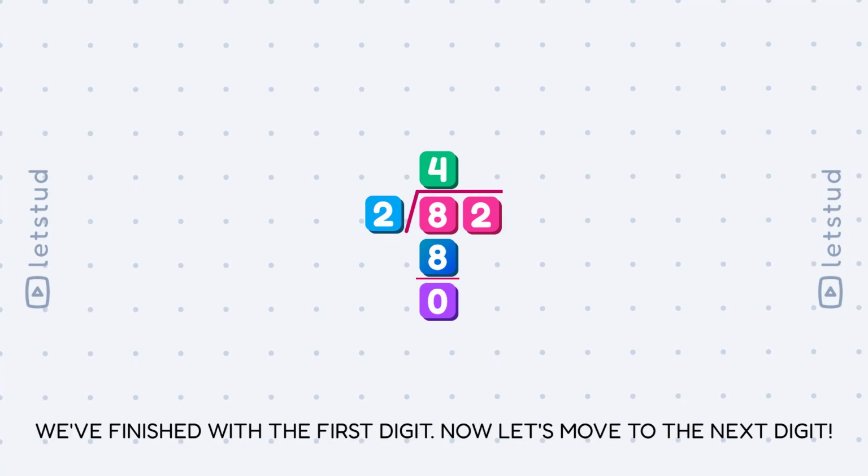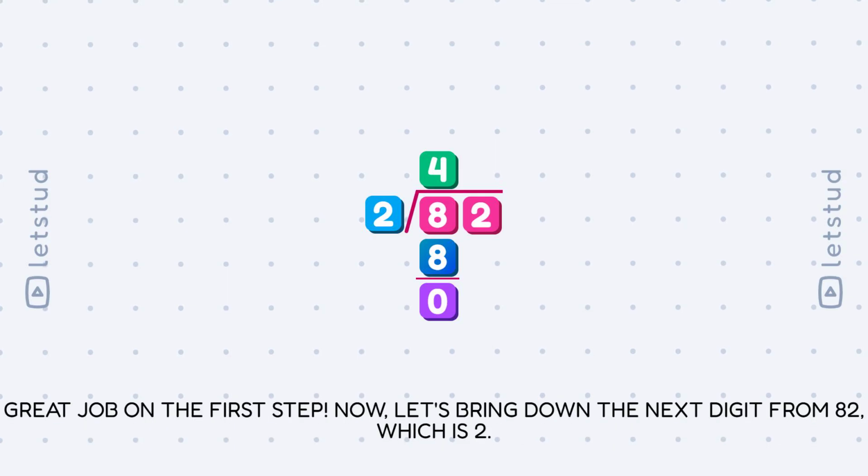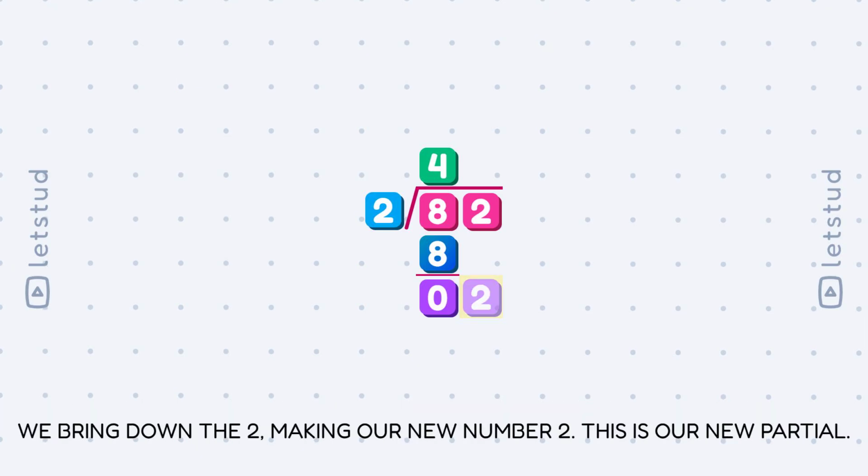Now let's bring down the next digit, 2, next to our 0. Great job with the first step. Now we have 2 to work with. We bring down the next digit, 2, to make our new number.